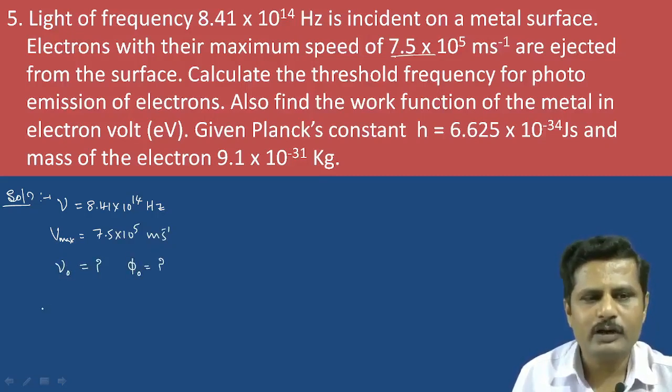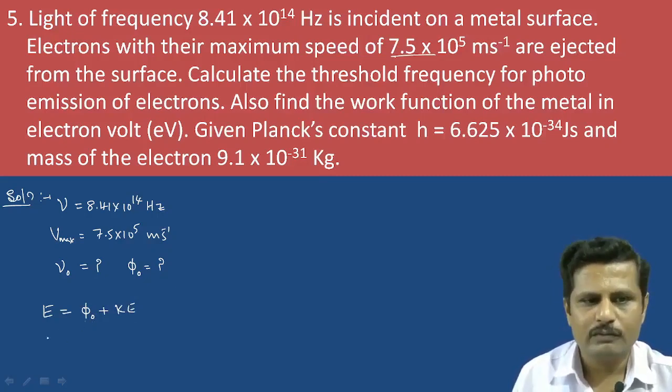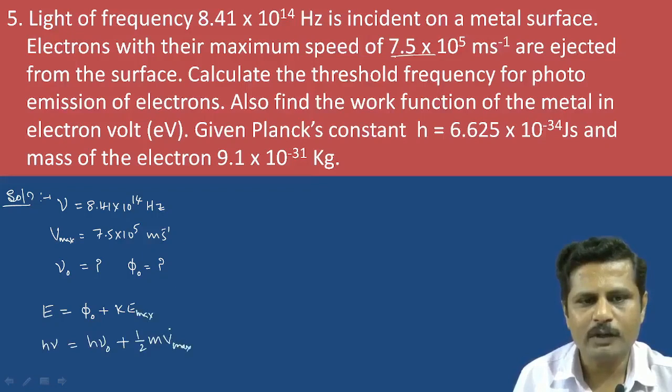From Einstein's photoelectric equation, the total energy of the incident radiation is equal to the work function plus kinetic energy. That is, the energy of the incident radiation is used in two ways: some part is used as the work function, and the remaining part gives kinetic energy to the ejected electrons. So we can write E equals h nu, the work function is h nu naught, plus kinetic energy equals half m v maximum square.